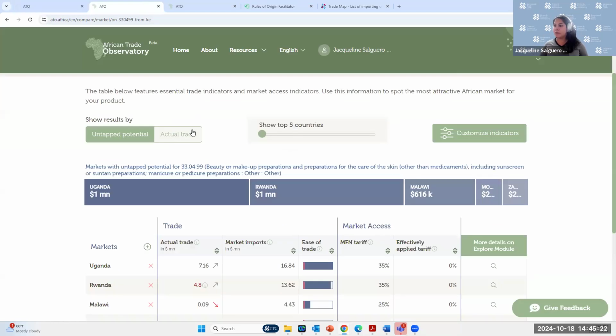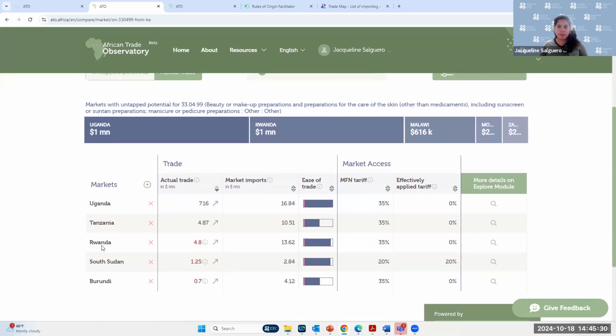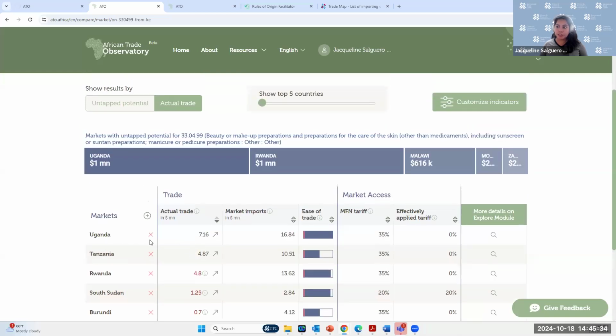Let me just go through here. Okay, the same one is safe. So I can also just filter, as I said, the countries based on how much they are importing already of this product. So you will see, therefore, that the countries will change.